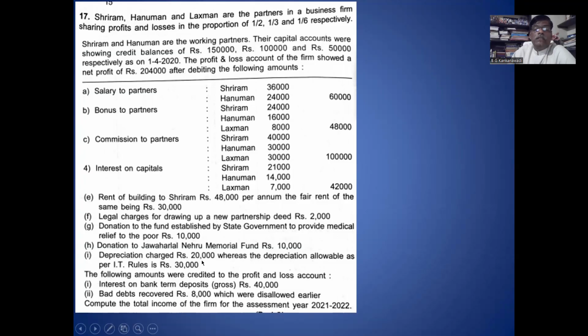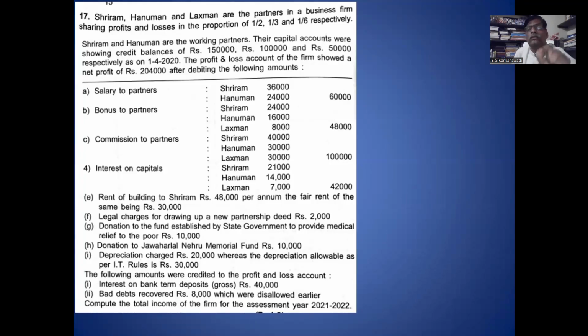Then depreciation charged is rupees 20,000. You charged 20,000 depreciation, whereas depreciation allowable as per income tax rules is 30,000. You have charged 20,000 depreciation, but the income tax officer says 30,000 depreciation is allowable.